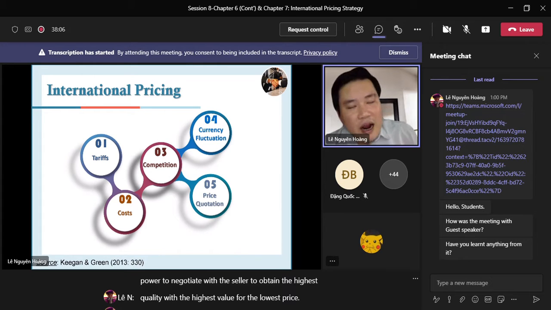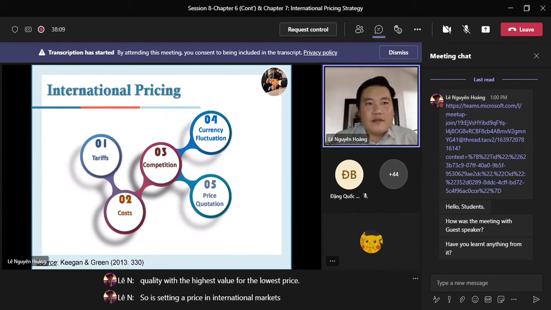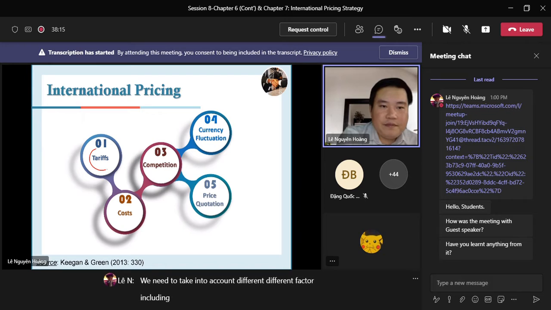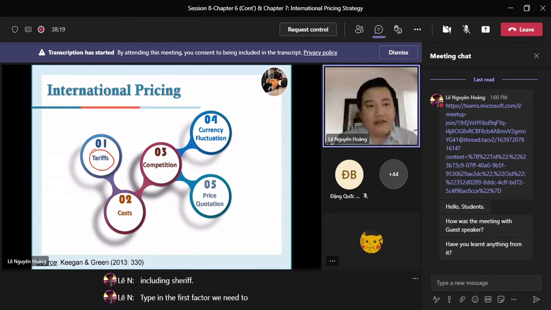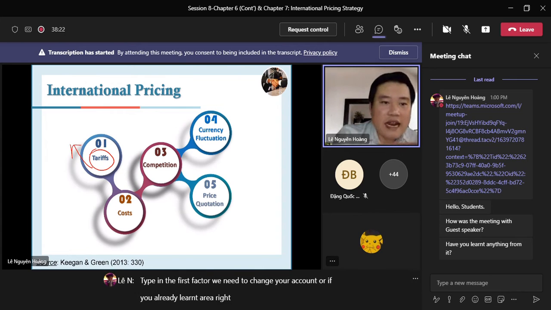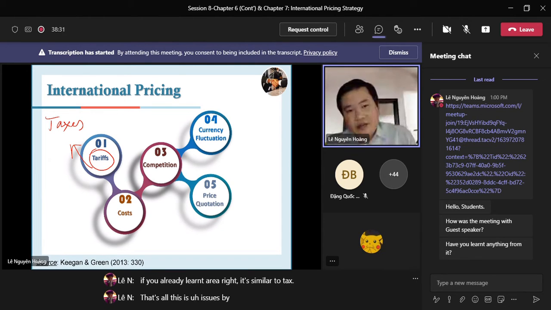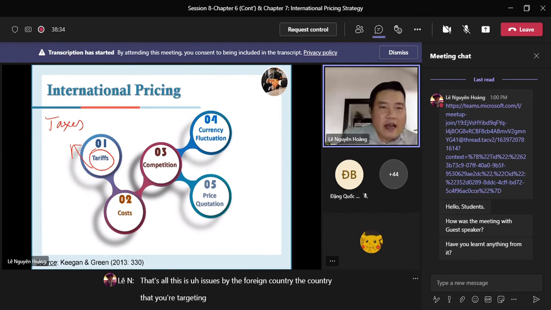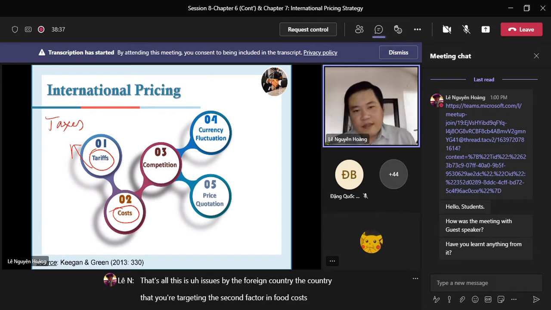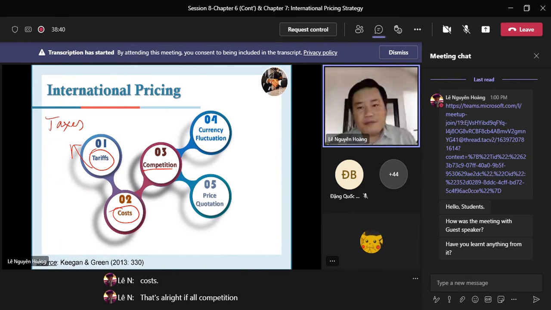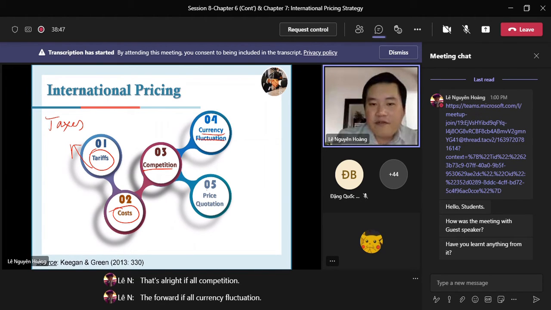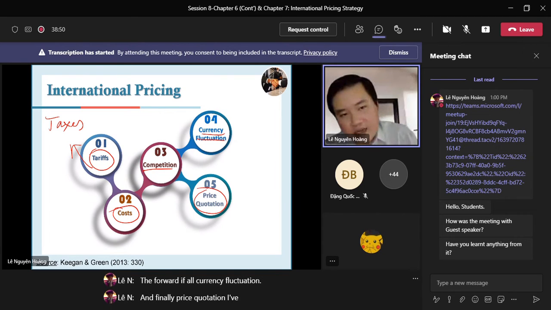So in setting a price in international markets, we need to take into account different factors, including tariff. Tariff is the first factor we need to take into account. You already learned tariff, right? It's similar to tax. Taxes issued by the foreign country, the country that you're targeting. The second factor involves costs. The third one involves competition. The fourth one involves currency fluctuation. And finally, price quotation. I'm gonna discuss one by one.